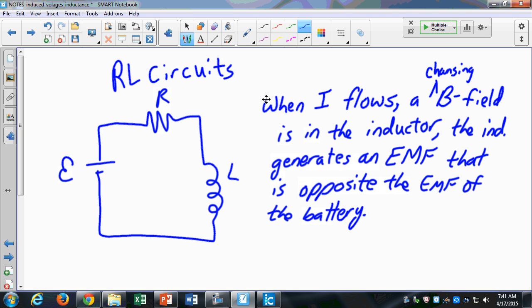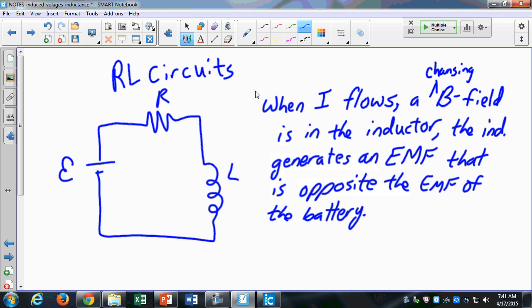Alright, so you can imagine I have this EMF driving a current in this direction, and as that current picks up, this inductor will generate a magnetic field, and that magnetic field will cause an EMF that will oppose the EMF of this battery. So I have the battery driving my electrons in one direction, and then that inductor is going to drive them in the opposite direction. So it's going to impede the EMF of the battery.